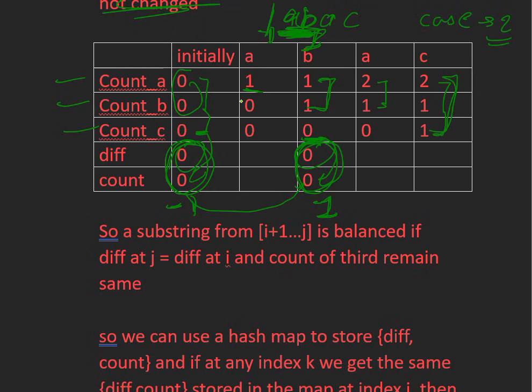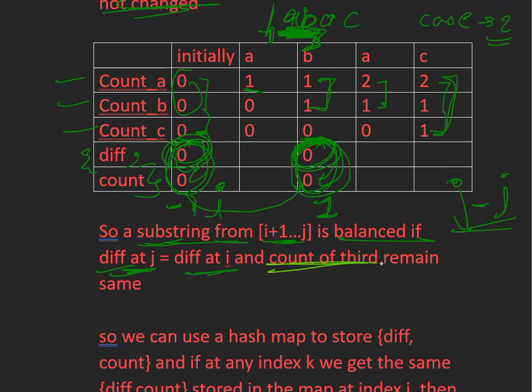Yes, this is balanced. So if this pair difference comma count repeats for any index j to any previous index, let's say i, then the length of the balanced part is j minus i. I hope you get it. So whatever is written here, a substring from i plus 1 to j is balanced if difference at j is equal to difference at i, and count of the third character remains the same.